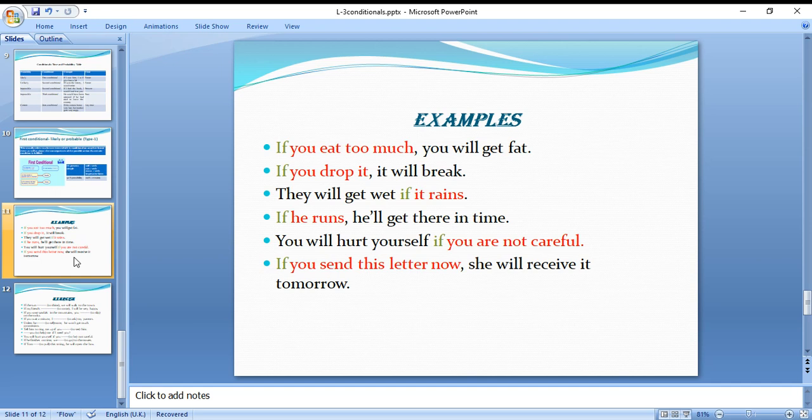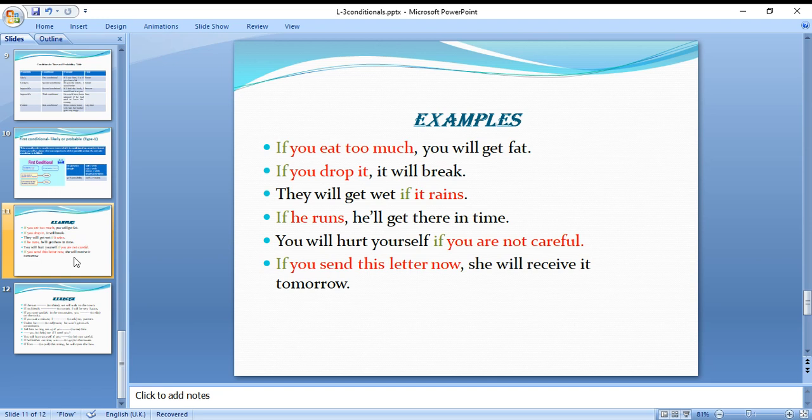They will get wet if it rains. Now, they will only get wet if it rains. If it doesn't rain, they won't get wet. So, there is probability of a certain outcome. If he runs, he will get there in time.